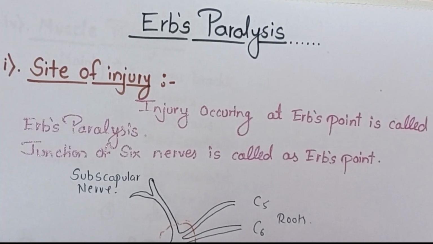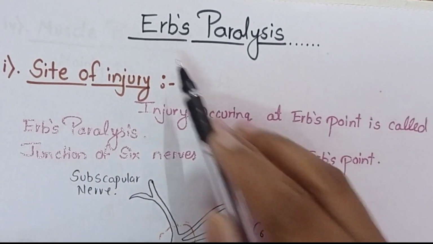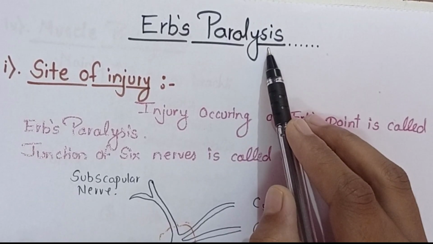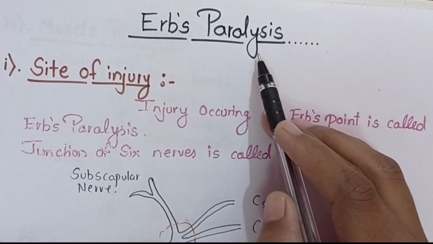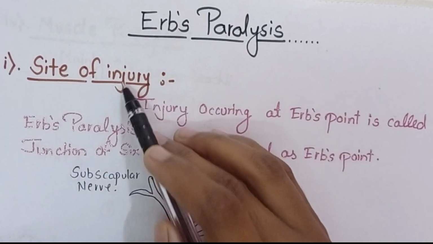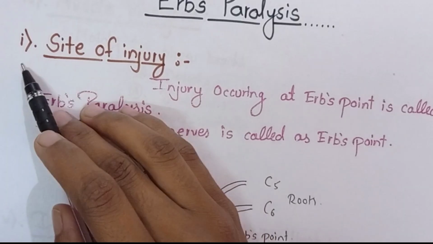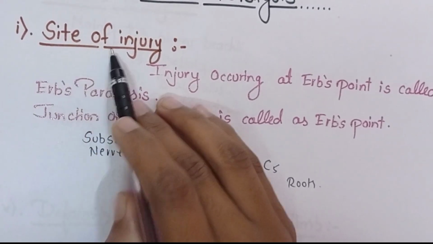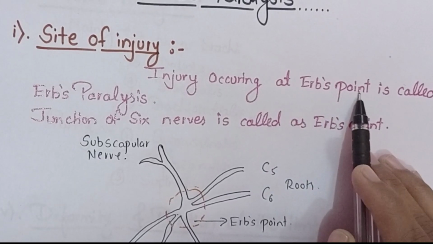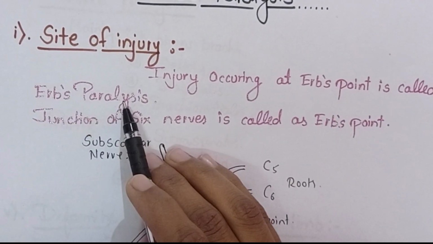Friends, in this video we are going to see about the Erb's paralysis, which is caused due to damage to the brachial plexus. We have to study or know Erb's paralysis in 5 points. The first point that we have to see is the site of injury. The injury occurring at the Erb's point is called Erb's paralysis.